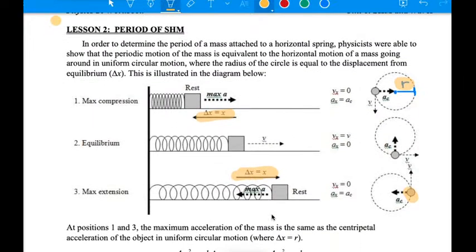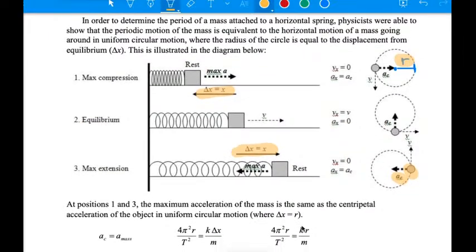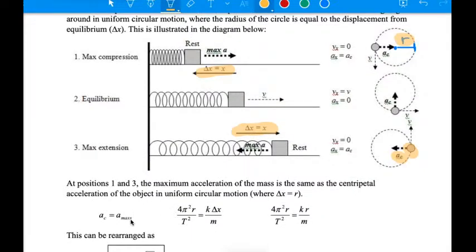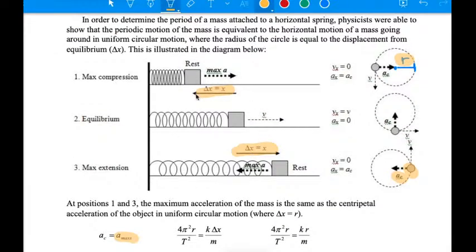So we see a big connection to uniform circular motion and our simple harmonic motion of a horizontal mass on a spring. At both points 1 and 3, we have maximum acceleration. And if we're still running with our analogy to uniform circular motion, that acceleration is equal to our centripetal acceleration. And because those are equivalent, we can put together the acceleration of the mass, which is from our spring, and the force of a spring creating an acceleration leaves us with this part of the formula.